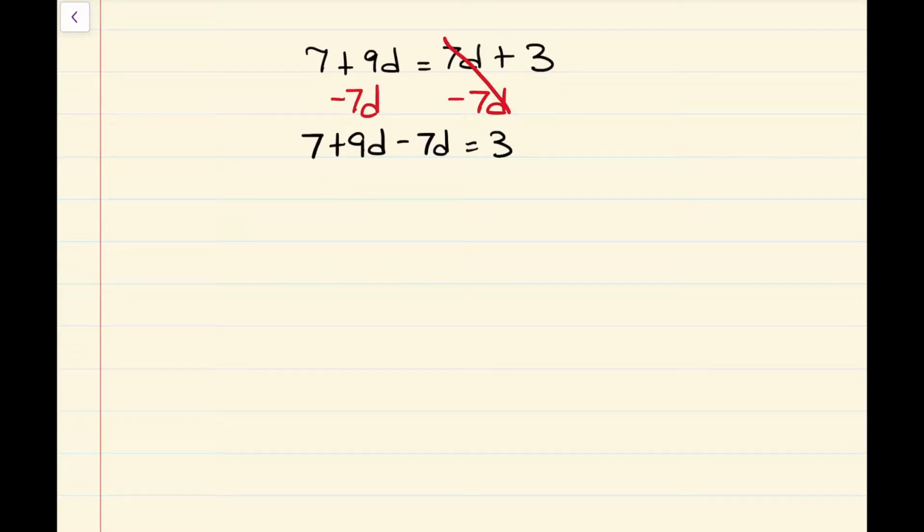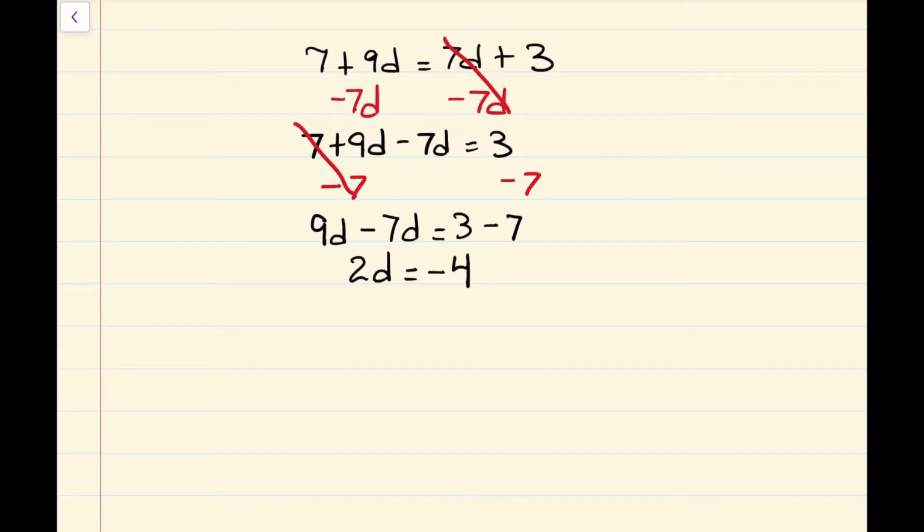And now what I'm going to do is subtract 7 from both sides, because then these would cancel out. So my resulting equation would then be 9d minus 7d is equal to 3 minus 7. And of course 9d minus 7d is just 2d, and 3 minus 7 is negative 4.